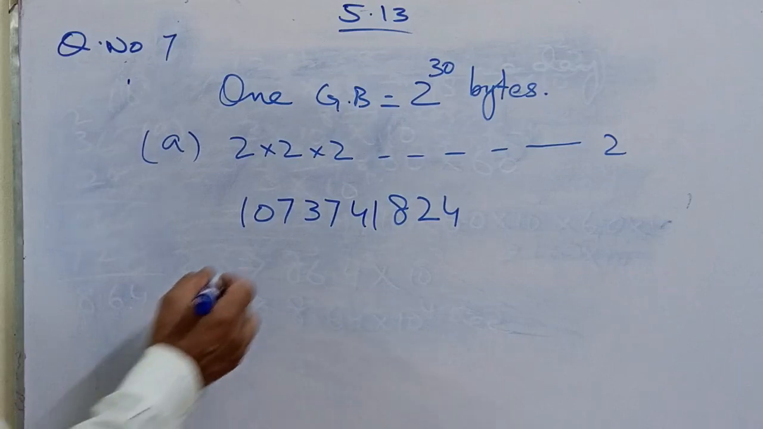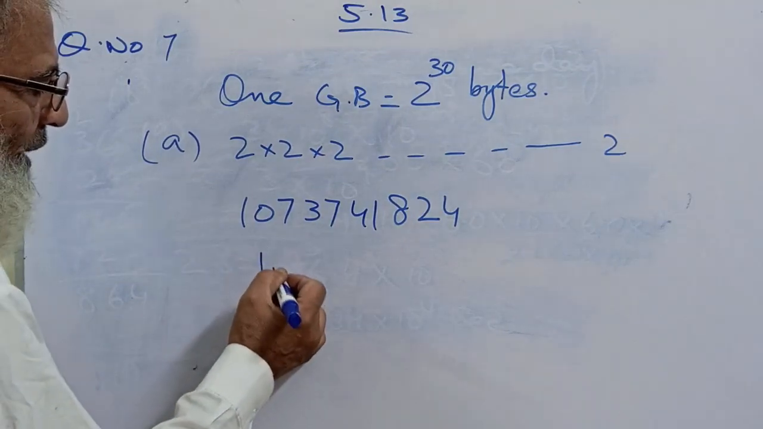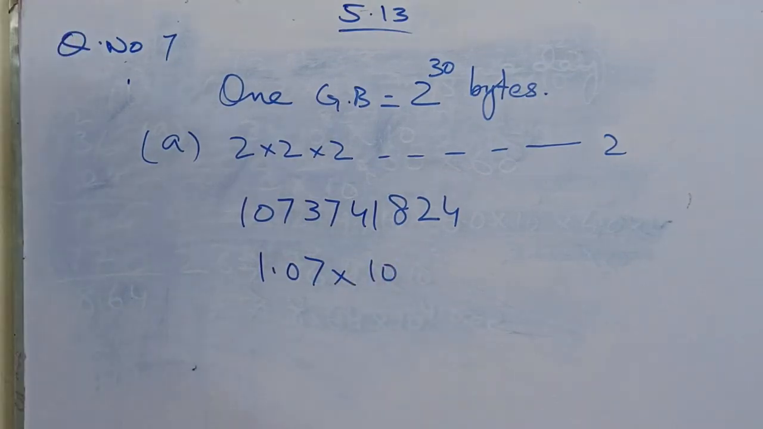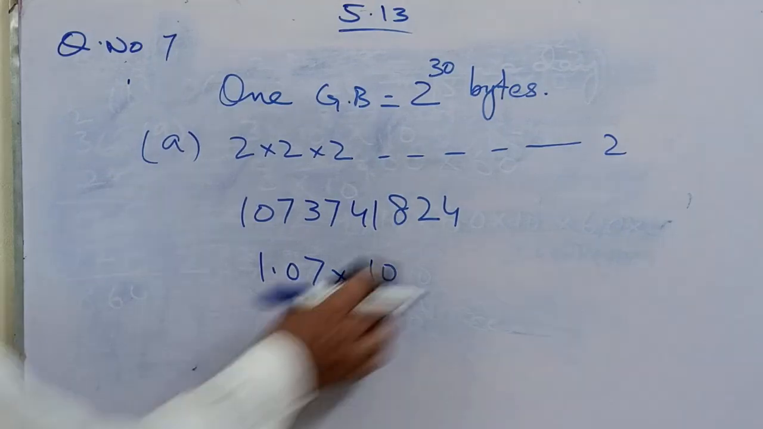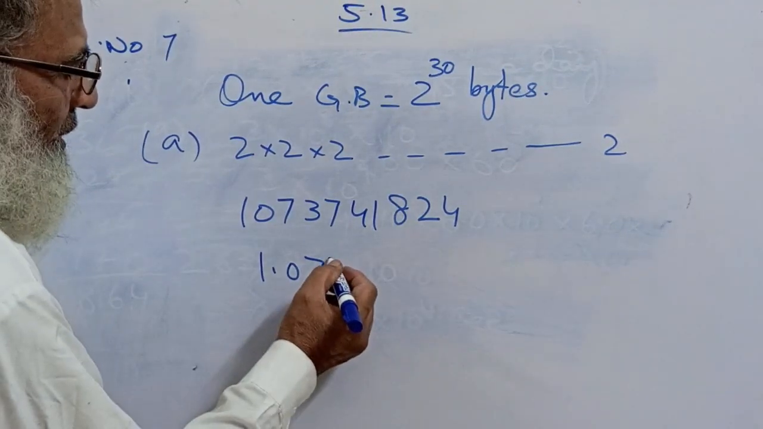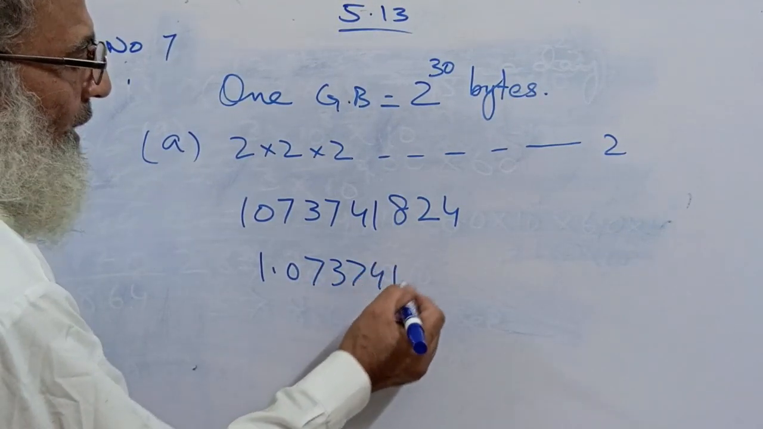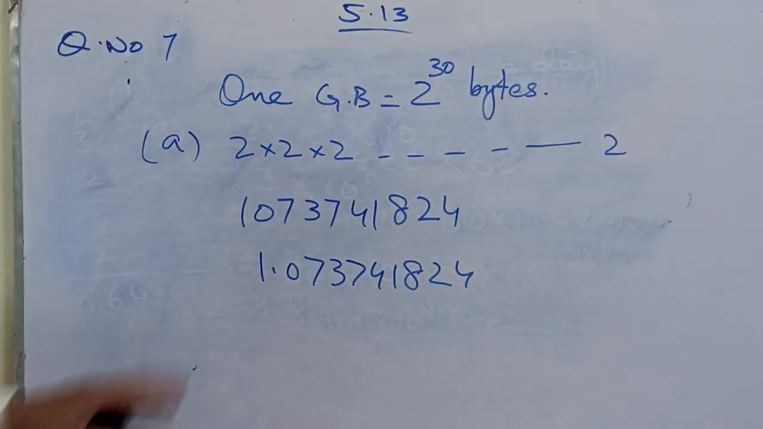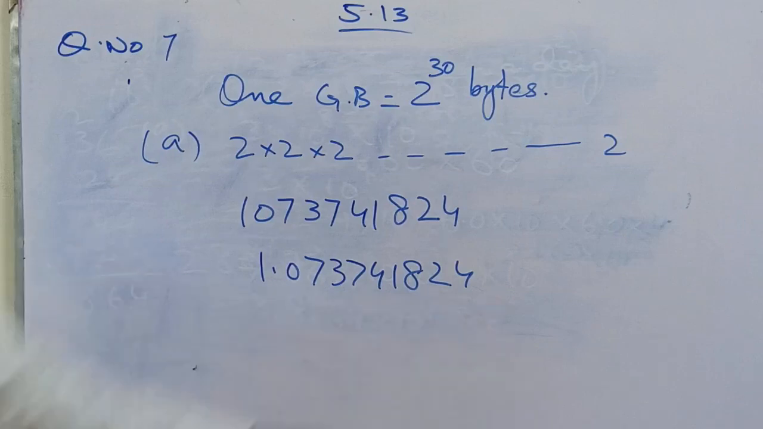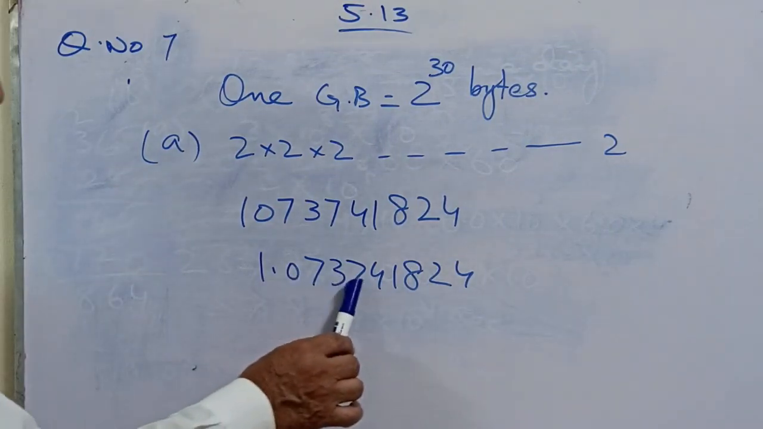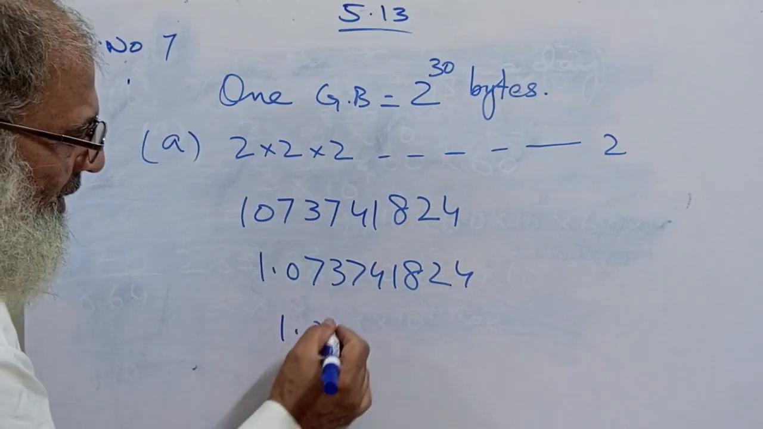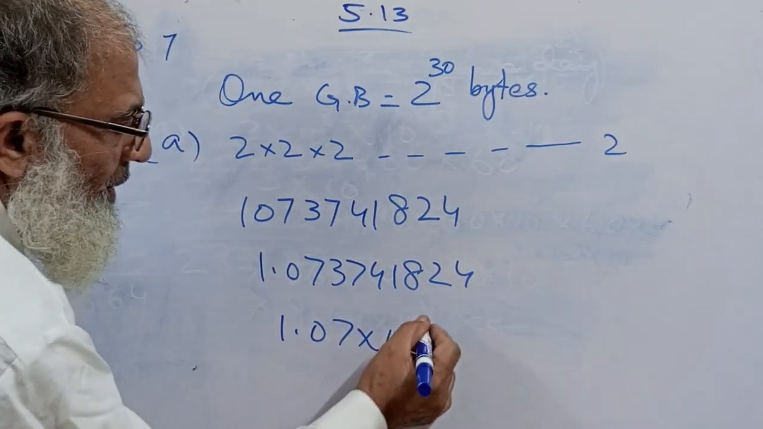So how will we write this? We simply write it as 1.07374184 into 10 raised to power. Now how many digits are there after the point? 1, 2, 3, 4, 5, 6, 7, 8, 9. So we will write it simply like this, into 10 raised to power 9.